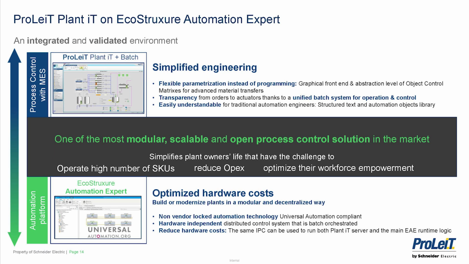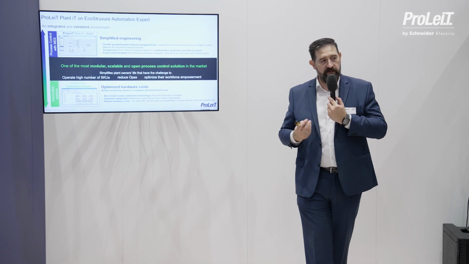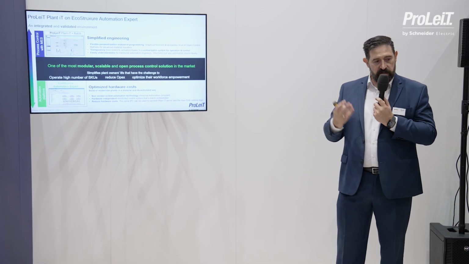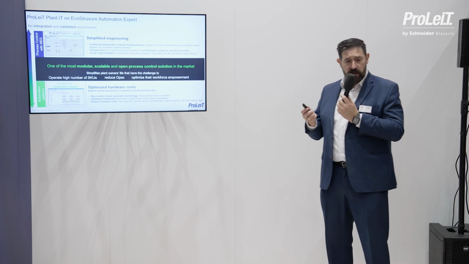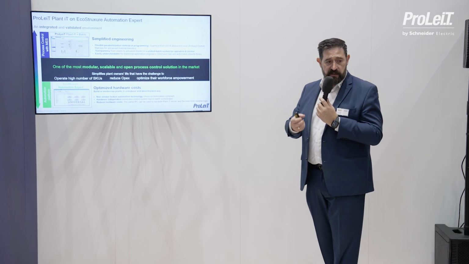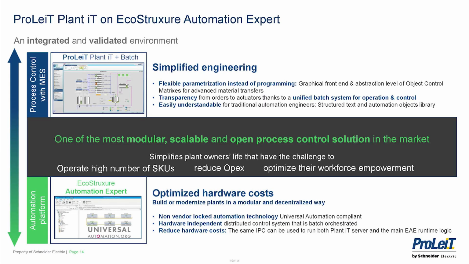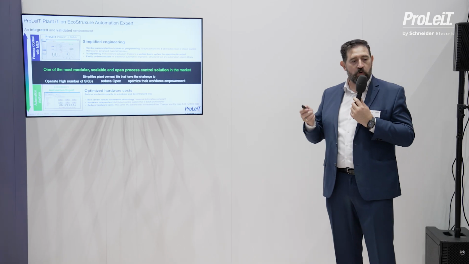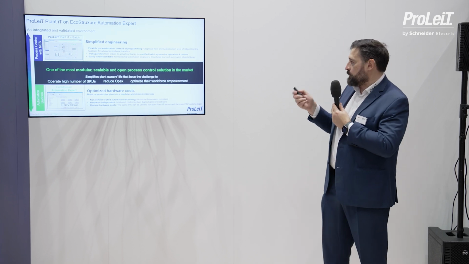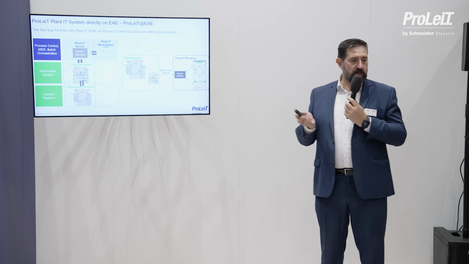In one world, we have the optimized cost of Automation Expert for building modernized plants, portability, and all the benefits this new standard delivers to customers and companies. On the other side, the idea is to complement these benefits with all the benefits ProLeiT has, based on process knowledge, automation experience, and technological knowledge embedded into the solution. We want to combine everything from ProLeiT in EAE. And then we have achieved it.